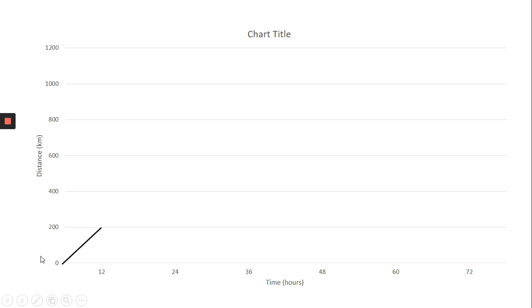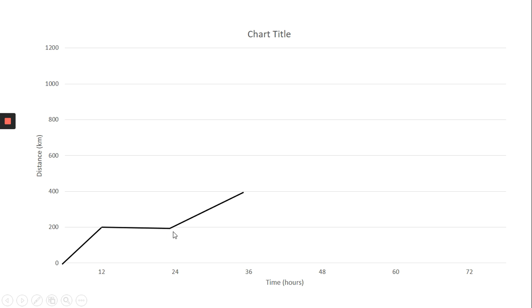So our first line here, starting from 0, is the first part of the journey. Our birds are going from the starting point. They're going to travel for their first 12 hours. They're going to travel 200 kilometers. Then what happens next is, remember, they're going to rest. They're going to rest for 12 hours here, so they're not moving. A flat line on a distance time graph means that they aren't moving. They're staying at the same place for 12 hours.